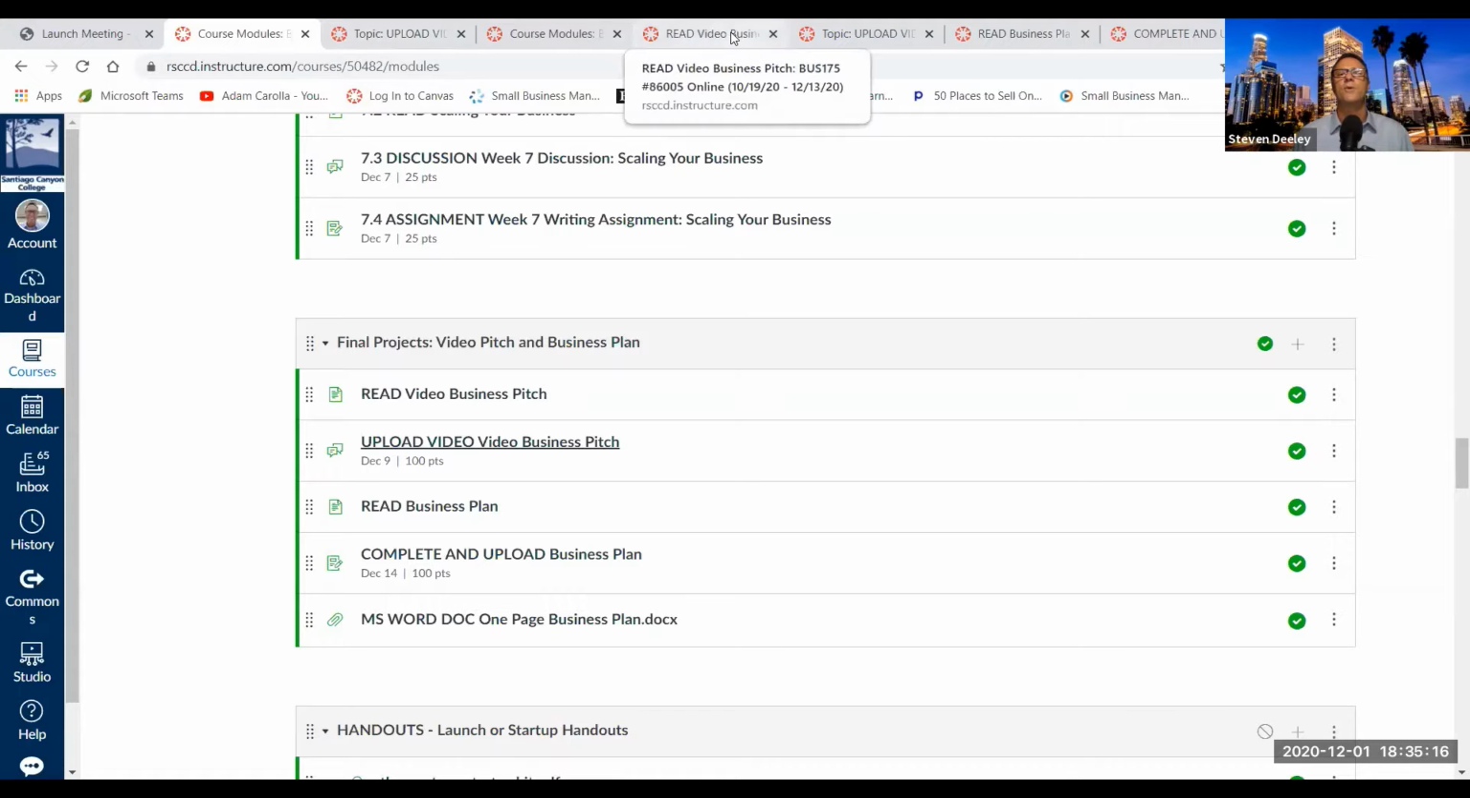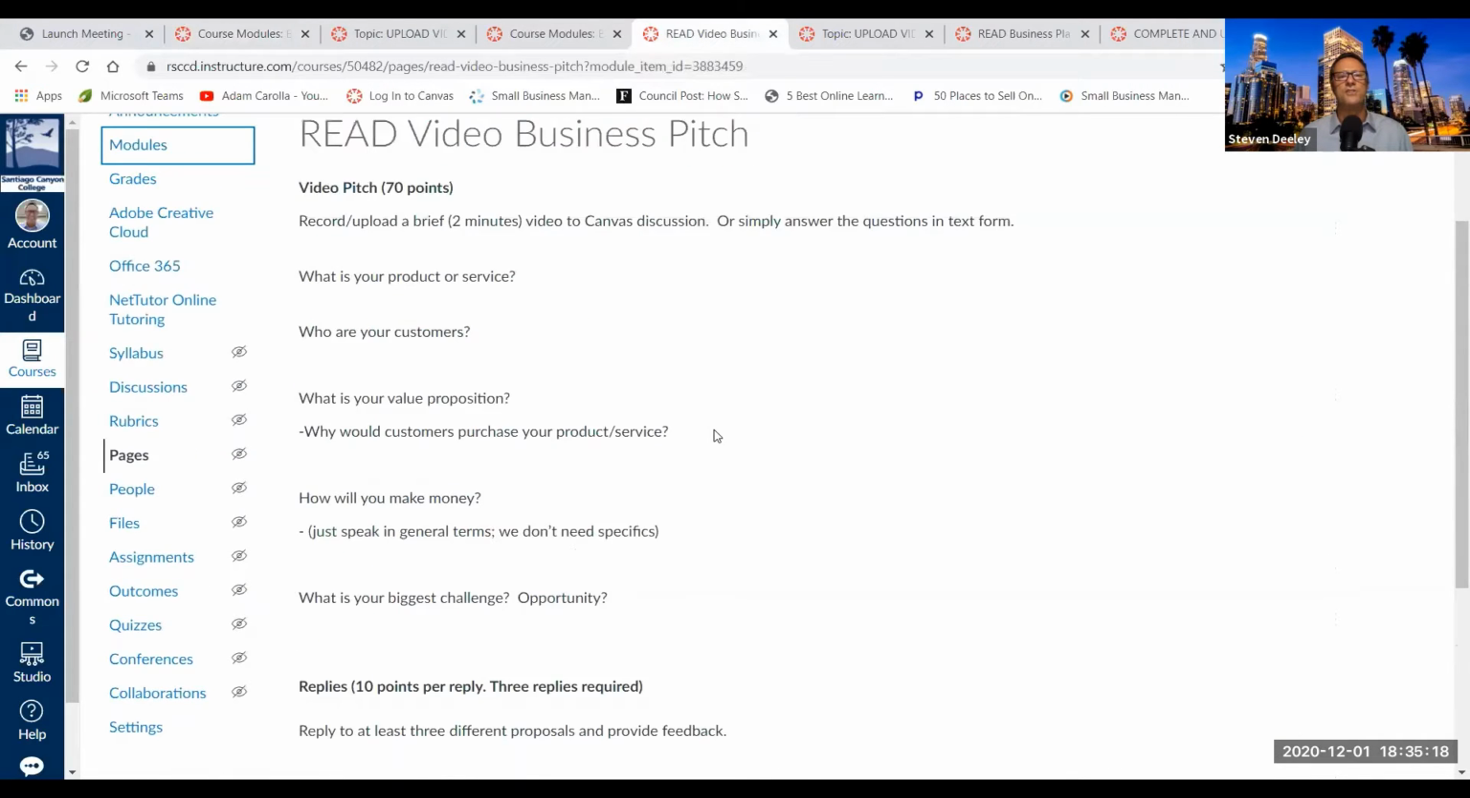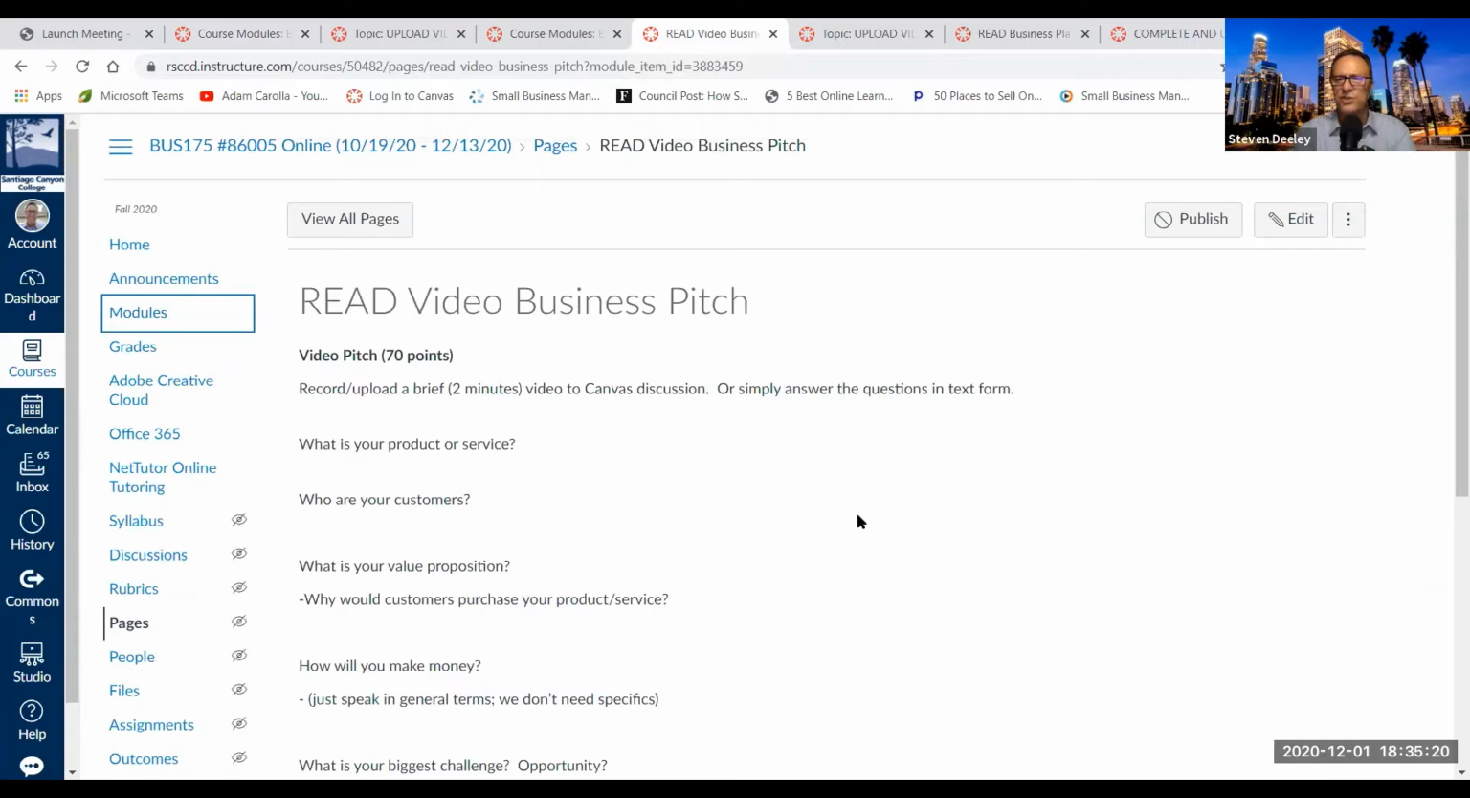The first page, read, is always just a page where I list the instructions for you. And here's where you have the video business pitch. You're going to record or upload, and I'll show you those tools in Canvas in just a second, a brief, say 2-minute video to the Canvas discussion. Or if for some reason you can't get the technology to work, you can do it in text form. I prefer to see it as a video. That's part of the activity here.